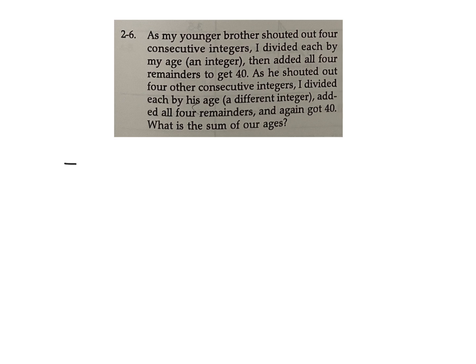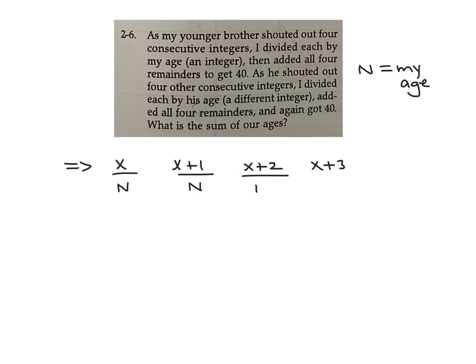Okay, so for the first scenario, let x be the integers, so x, x plus 1, x plus 2, x plus 3, those are the 4 consecutive integers, and let n be my age. So we have to then divide by n, and then see what the remainders are. And then the sum of the remainders is 40.